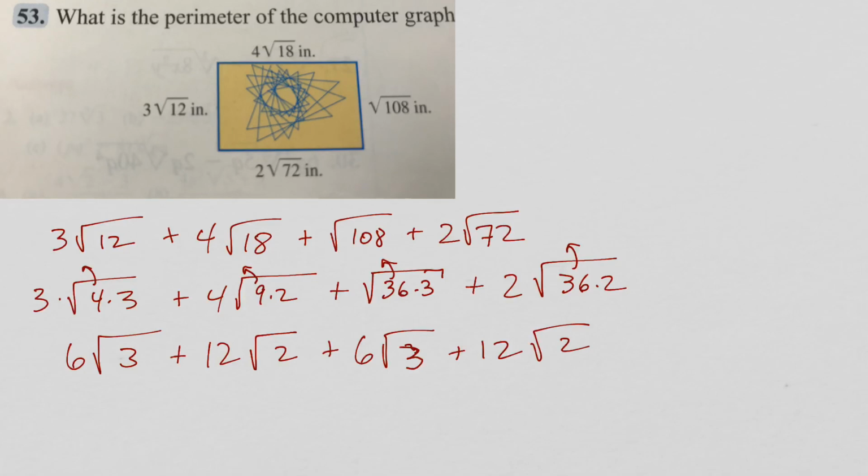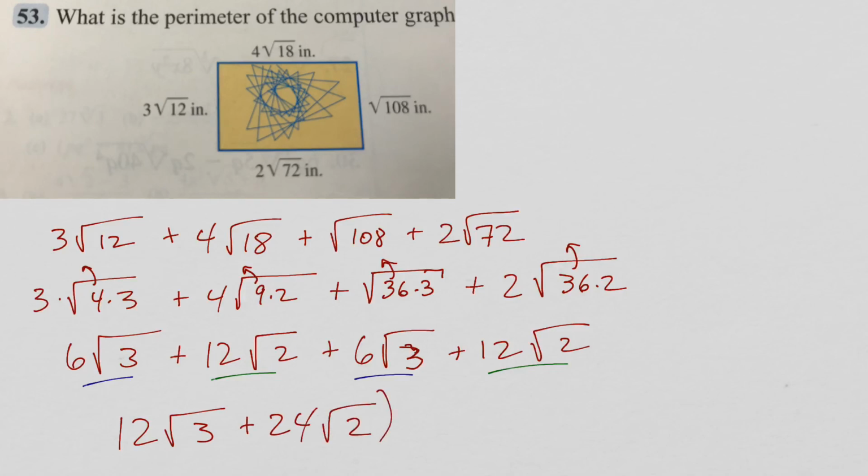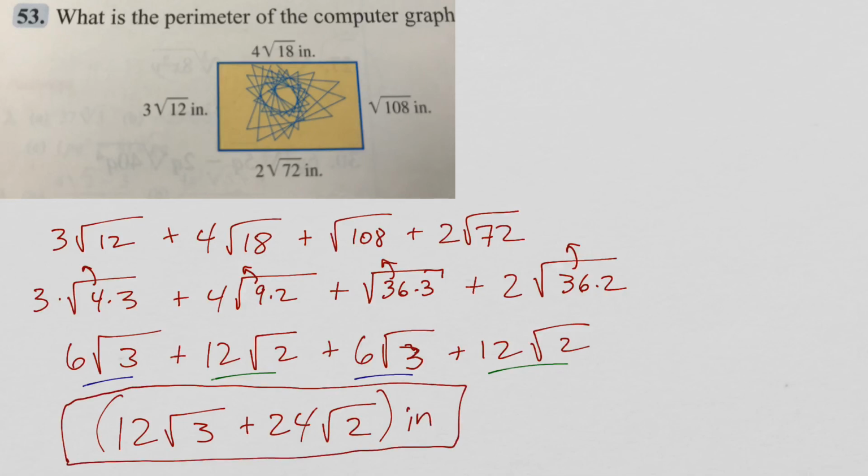Now I got to combine like terms. 6 root 3 and 6 root 3 add up to 12 root 3. And 12 root 2 plus 12 root 2 adds up to 24 root 2. I need a unit, so I'm going to put parentheses around that entire thing and call this inches because we're dealing in inches. And that's that.